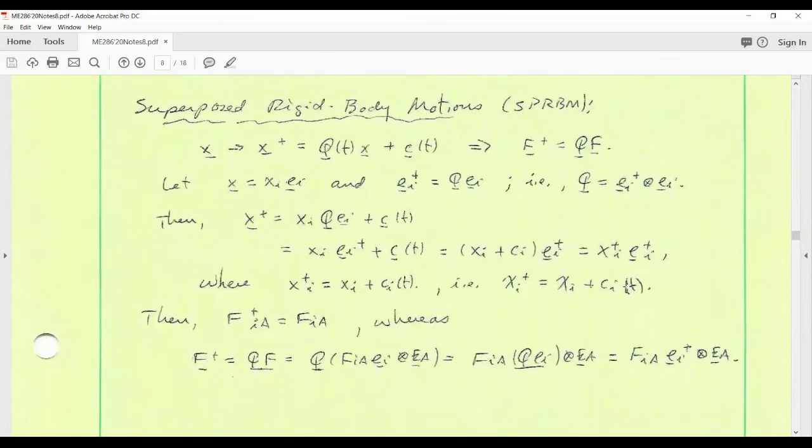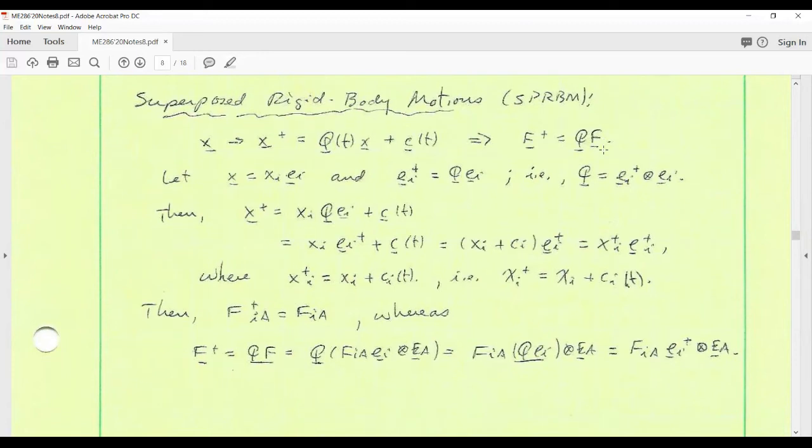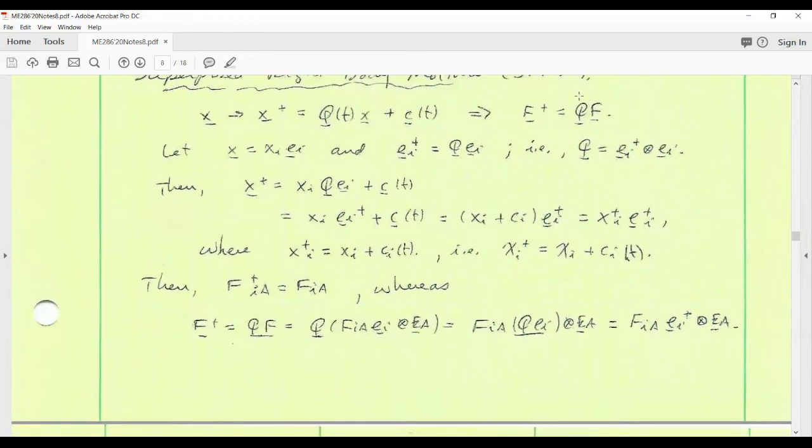Let's have a look at superposed rigid body motions. In such a motion, position in the current configuration goes to a new position, which is the rotated version of the original position plus a shift, c of t. So Q here is a rotation tensor. And you know that taking the gradient of this with respect to capital X gives you F plus is QF. Everybody's seen that before. Q is a spatial rotation tensor. It rotates the vector space E star, in effect. And you can see that as follows.